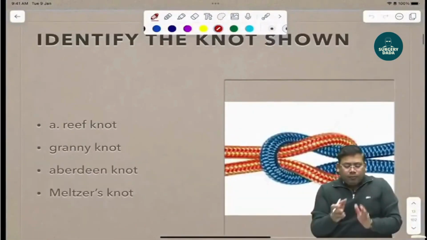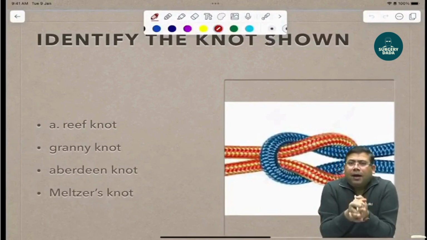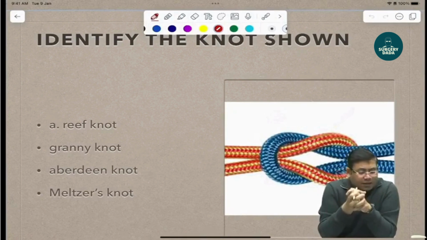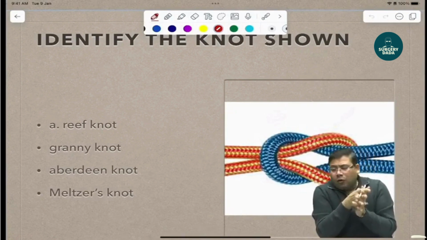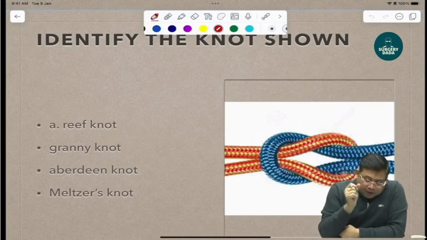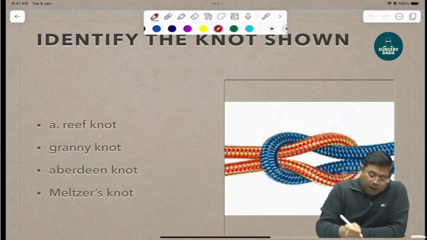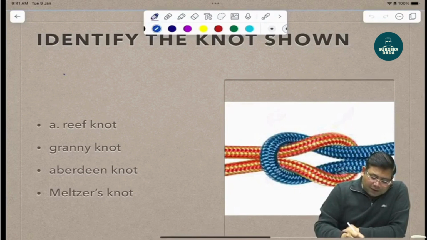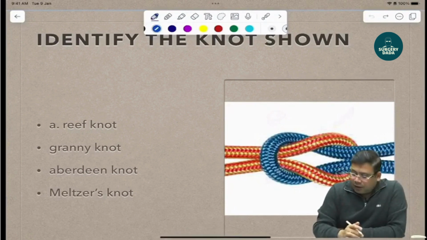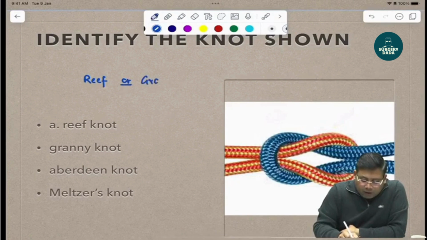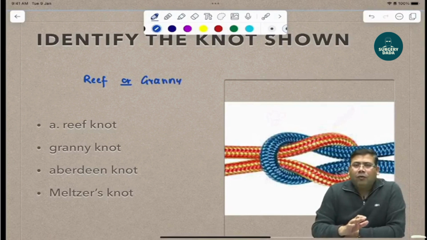Next is identify the pattern of knot shown in this image, and this is very easy for you people to understand. Knots I have already taught, but still there are a lot of students who are always confused between the knots. Let me tell you whether this is reef or granny. Try to understand whether this is reef or granny. You need to have a simple concept. What is a reef knot? What is a granny knot?